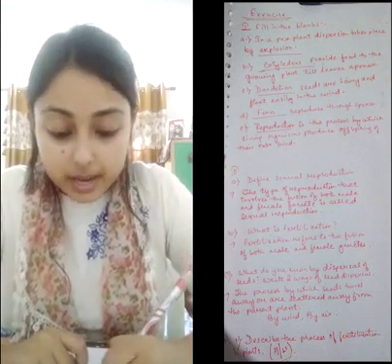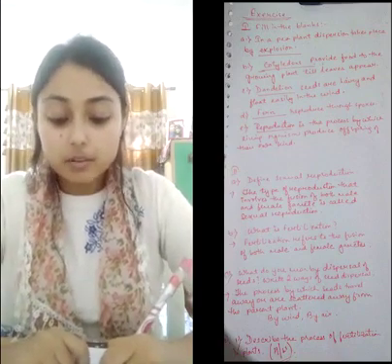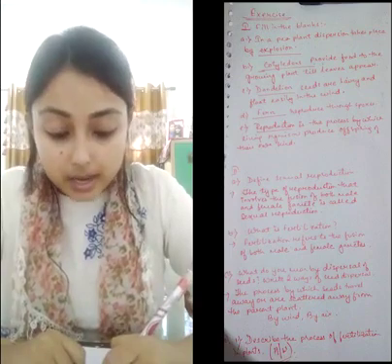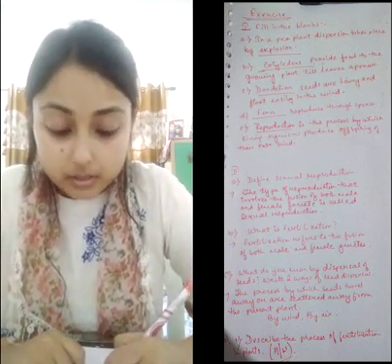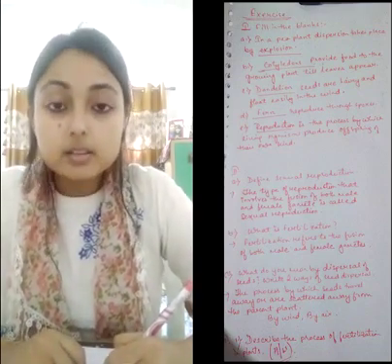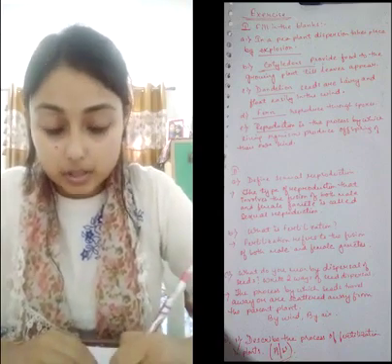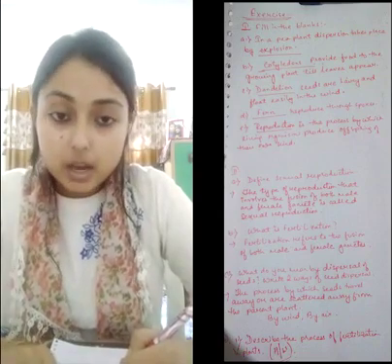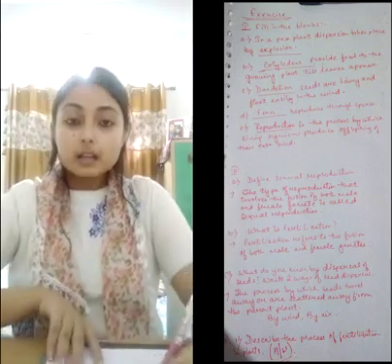Next, dash is the process by which living organisms produce offspring of their own kind. The answer is reproduction. Reproduction is the process by which living organisms produce offspring of their own kind. R-E-P-R-O-D-U-C-T-I-O-N.